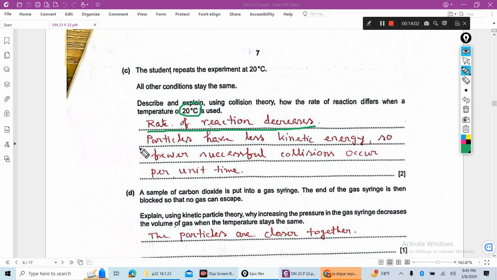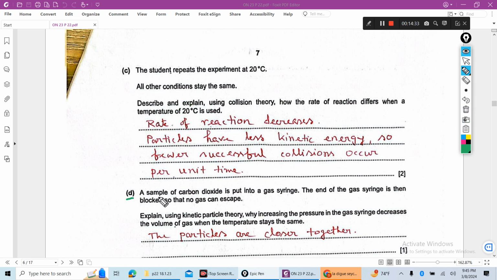Why? Particles have less kinetic energy, so fewer successful collisions occur per unit time. I mean, the rate of reaction decreases because the temperature is less, so particles have less kinetic energy, so fewer successful collisions occur per unit time. That's why the rate of reaction decreases.